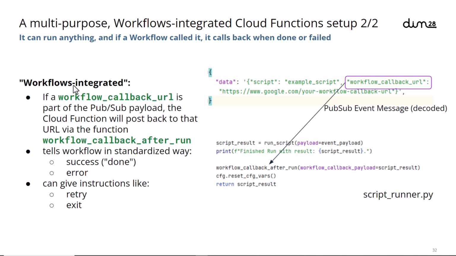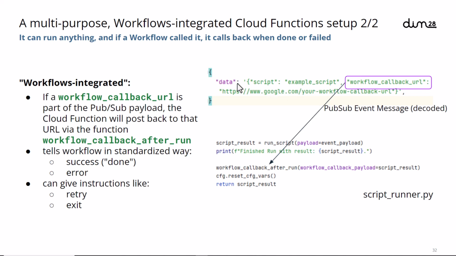Then the next buzzword was workflows integrated. So what does workflows integrated mean? It means that if a workflow callback URL property is part of the Pub/Sub payload that triggers the Cloud Function, the Cloud Function will post back to that URL via a function called workflow callback after run, and that will be done in a standardized way. That tells the workflow whether we have a success, whether we have an error, or it can even give instructions like retry or exit the workflow. The workflow doesn't have to follow these instructions, but it's like a recommendation by the Cloud Function.